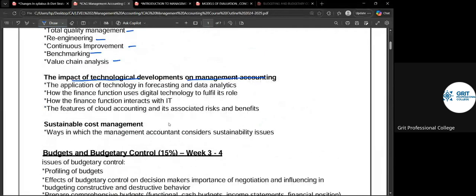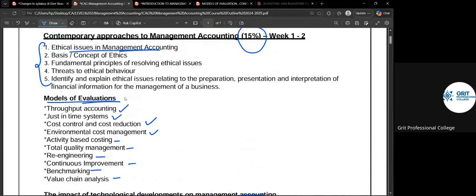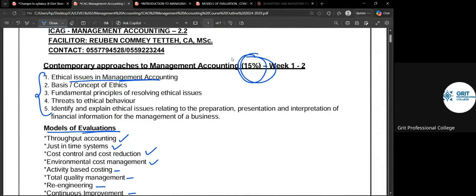That notwithstanding, we also look at sustainable cost management. Funny enough, this area you cannot find even in the manual, but I got information from another source, another manual, the SEC, where they have some of these things, and I've included it in there. So sustainable cost management practices are also a part of the contemporary issues when it comes to MA. So again, everything we have spoken about here is for 15 marks. I hope that is clear.